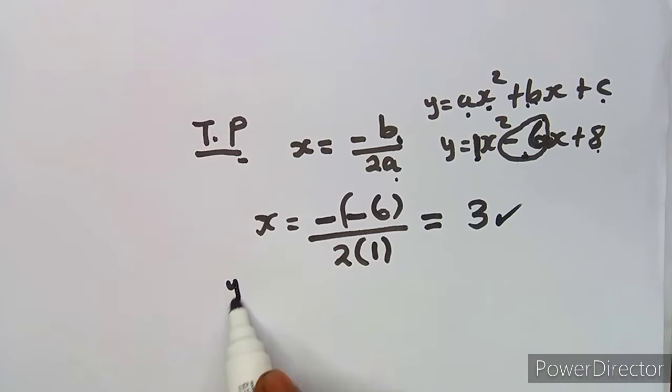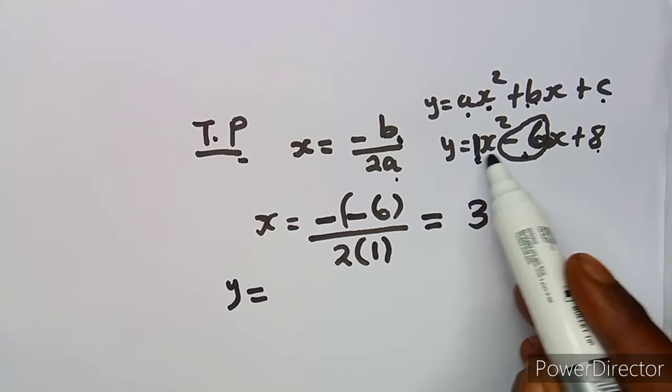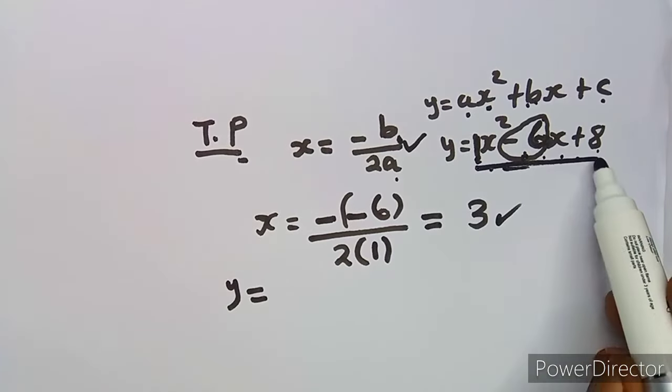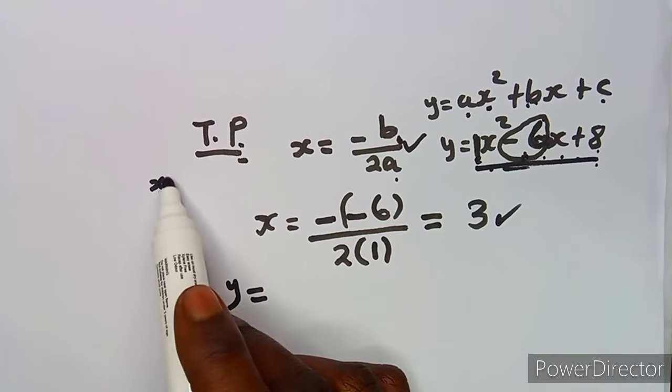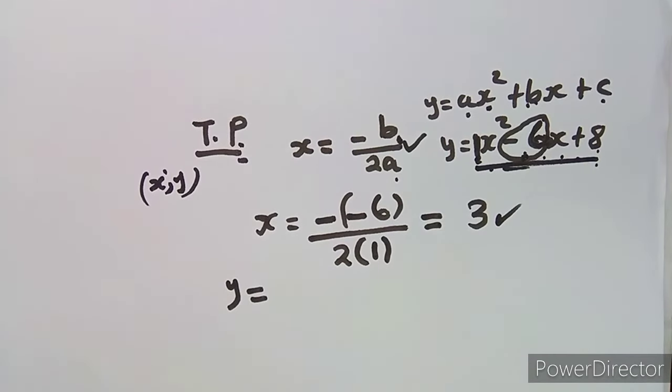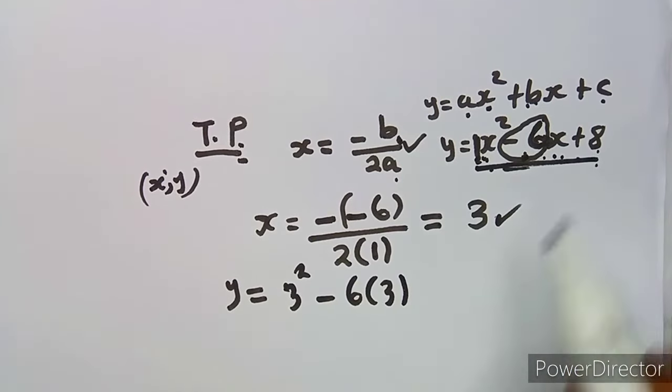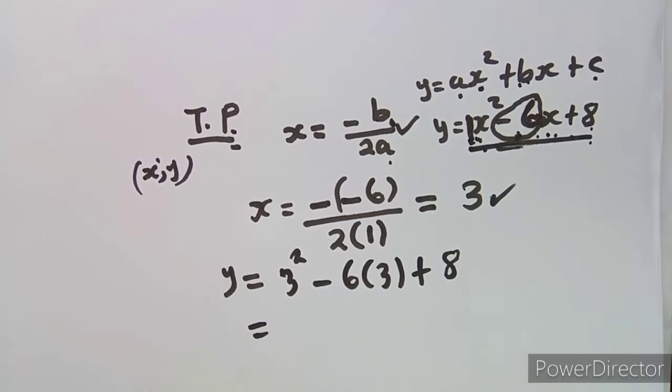So to find the value of y, you can simply substitute now into this equation here. Because you have the value of x, you need the value of y because it's a point. A point is supposed to have x and y like this. All right, so in place of x, substitute 3. So that's 3 squared minus 6 times 3 plus 8. All right, so this is what you are going to have at the end. You have to substitute properly, but you're going to obtain -1.